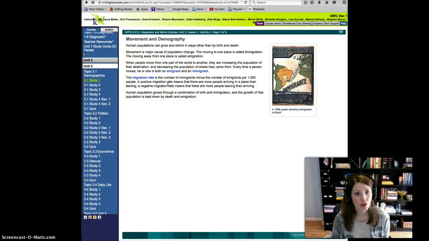When people move from one part of the world to another, they are increasing the population of their destination and decreasing the population of where they came from. Every time a person moves, he or she is both an emigrant and an immigrant. The migration rate is the number of immigrants minus the number of emigrants per 1,000 people. A positive migration rate means that there are more people arriving in a place than leaving. A negative migration rate means that there are more people leaving than arriving. Human population grows through a combination of birth and immigration, and the growth of that population is kept down by death and emigration.